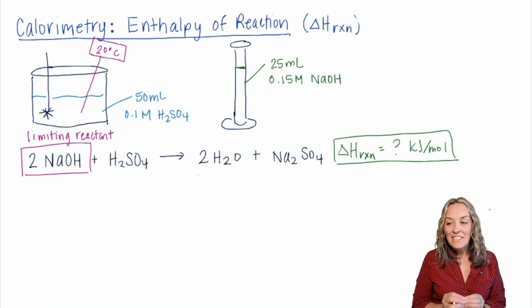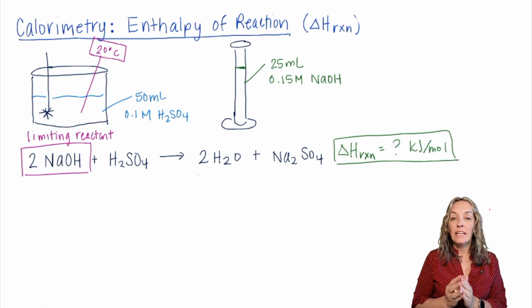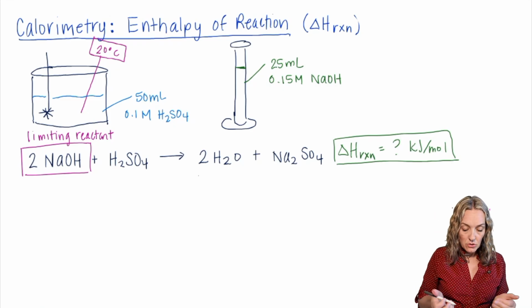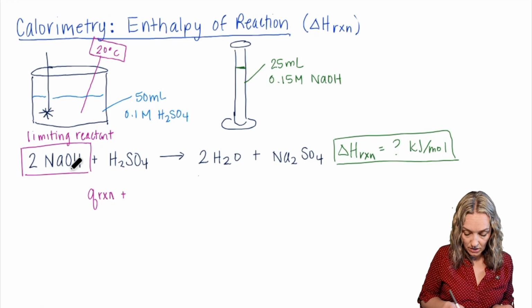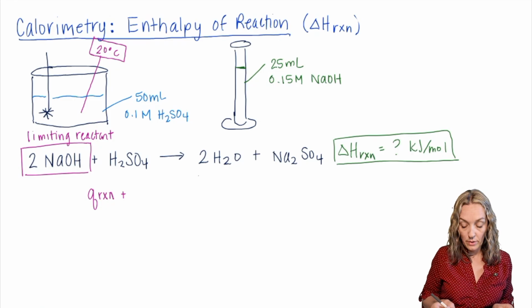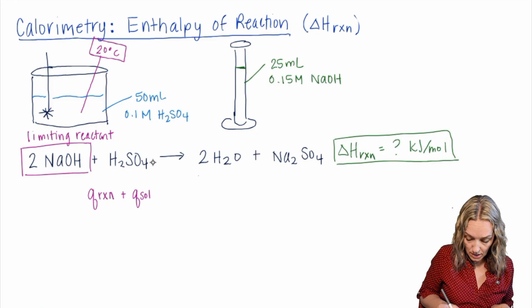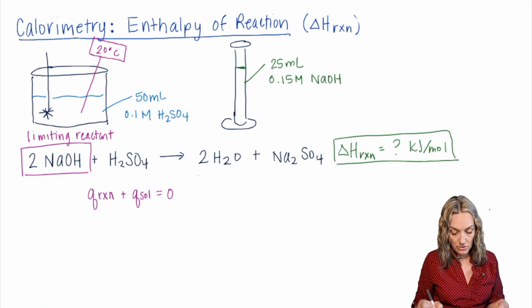All right, now that I've determined my limiting reactant is the NaOH, now I'm ready to start in on calculating the amount of heat. It's important to remember that energy cannot be created or destroyed in a reaction. So when we are talking in terms of energy, the Q of the reaction that occurs between NaOH and H2SO4 plus the Q of the solution around the reaction has to equal 0. Energy cannot be created or destroyed.